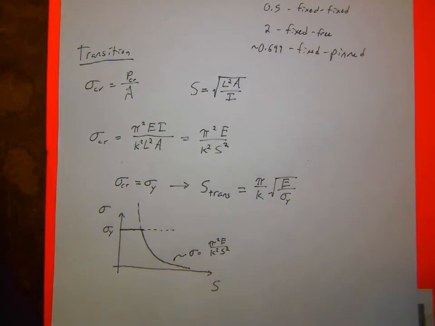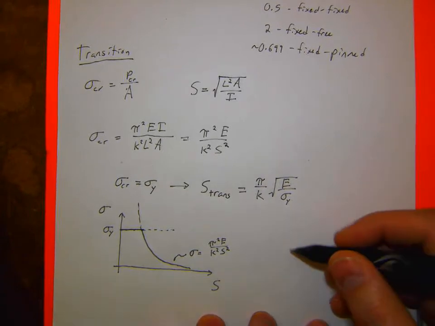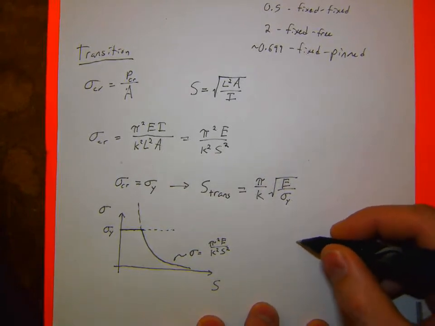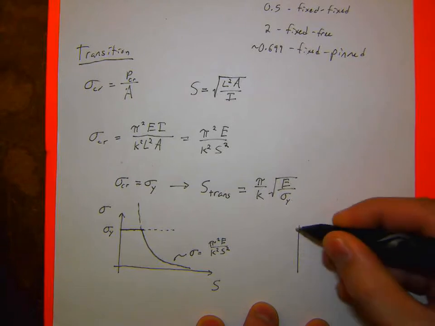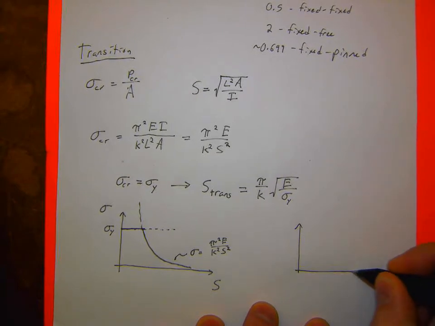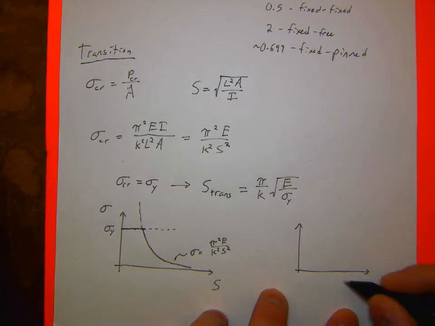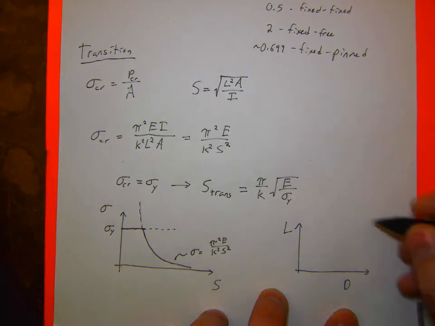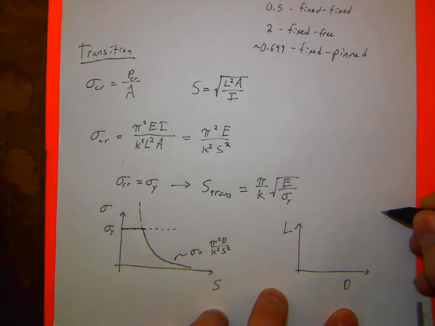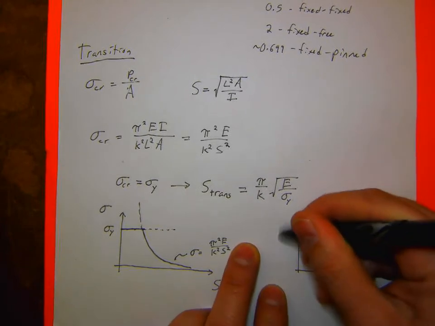When we have a slender beam, just as a really quick aside, when we have a slender beam in buckling, when you're looking at the load displacement response, so this is displacement D versus load. Let's call load P.